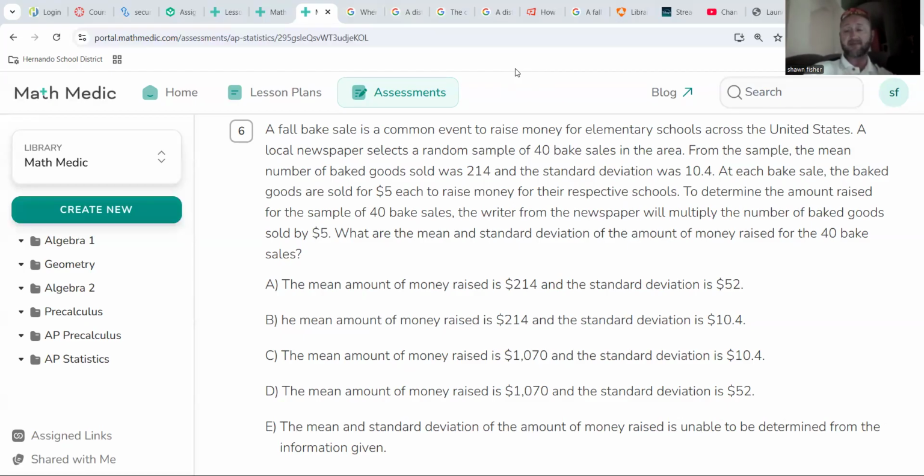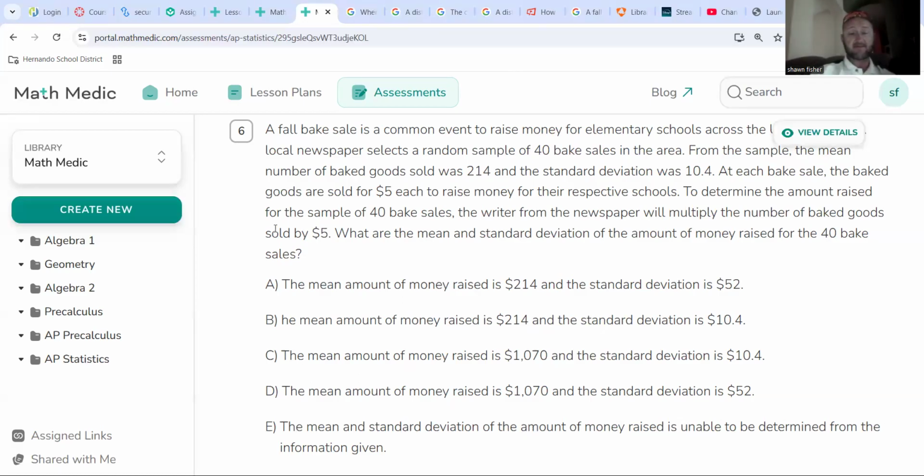The writer of the newspaper is going to multiply the number of baked goods sold by $5. What's the new mean and the new standard deviation? In one of the chapters, were we allowed to multiply? Well, yeah, the mean and the standard deviation both can be multiplied. Addition and subtraction were a little bit different. Here we're just multiplying. They said multiply the number of baked goods.